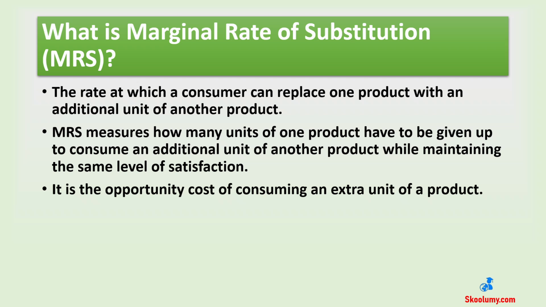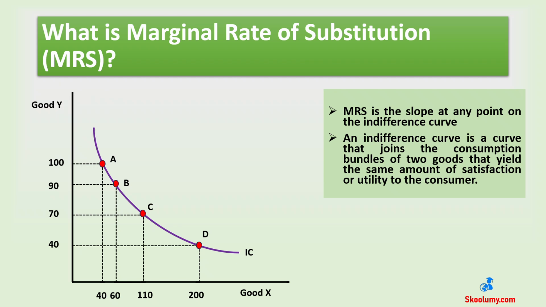Marginal rate of substitution measures how many units of one product have to be given up to consume an additional unit of another product while maintaining the same level of satisfaction. It is the opportunity cost of consuming an extra unit of a product. MRS is the slope at any point on the indifference curve.